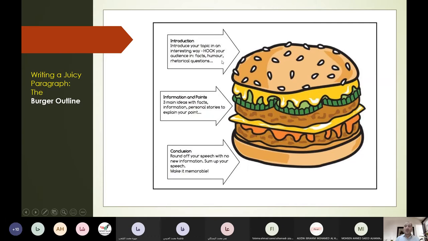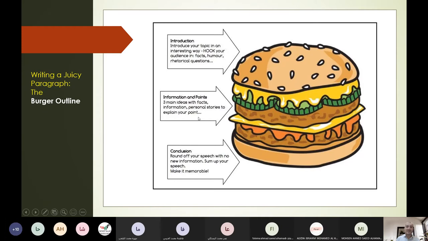Point A, point B, and point C. This will be covered in my writing. Paragraph 1 would be point A. Paragraph 2, 3, one after the introduction. What about one here, information points? Three main points and facts, information, personal stories, or to explain your point, I mean, connect to yourself.